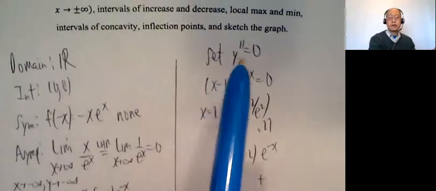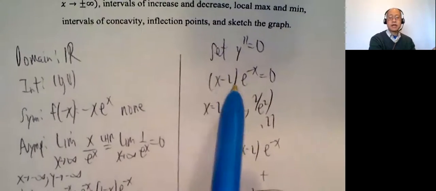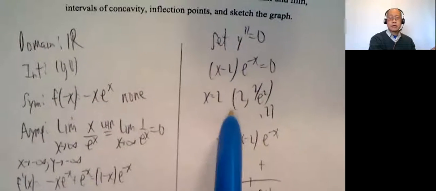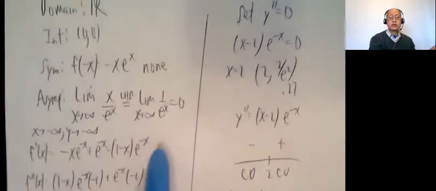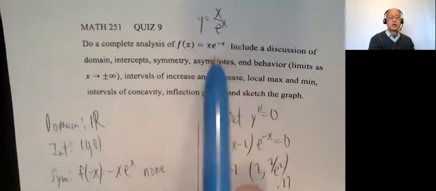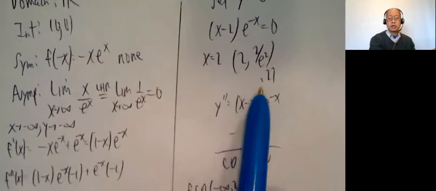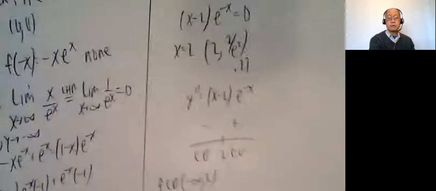And set y double prime equal to 0. X minus 2, e to the negative x, equals 0. That means x equals 2. Again, e to the negative x cannot equal 0. That comes out to be 2 comma 2 e to the negative 2, or 2 over e squared. Yes, it's about 0.27, but you should leave it as exact value.